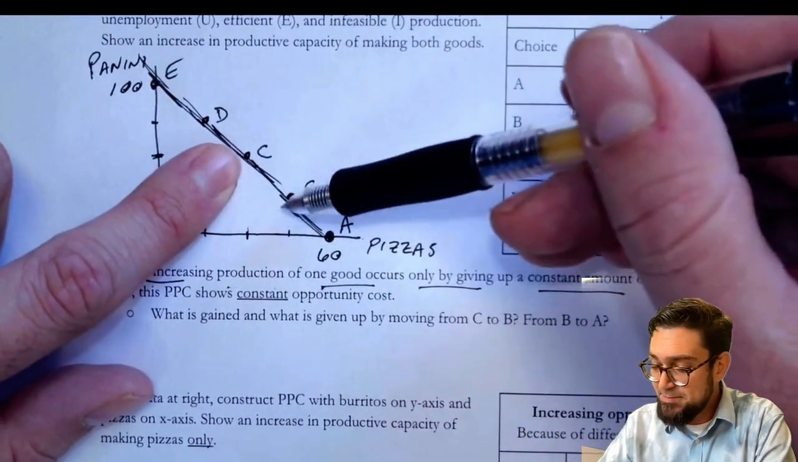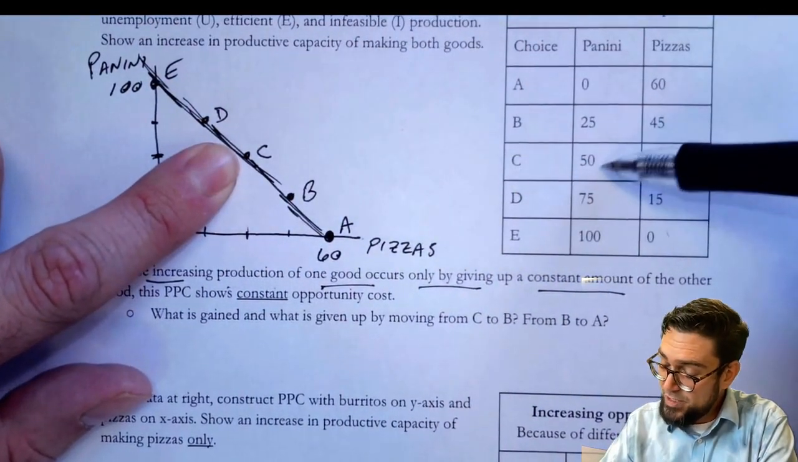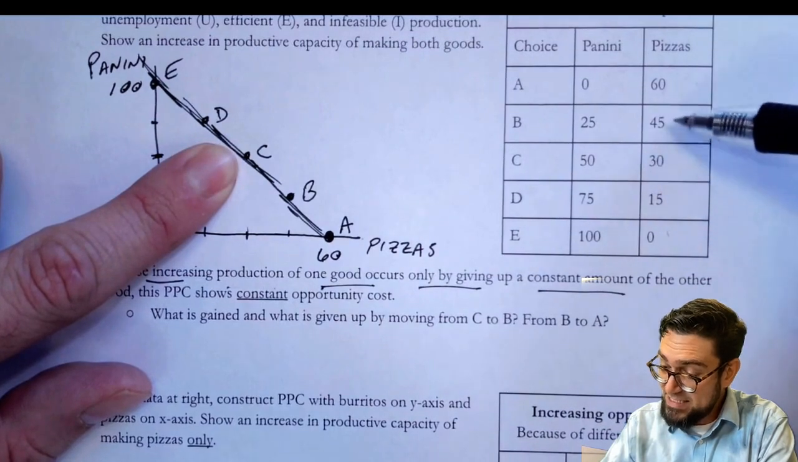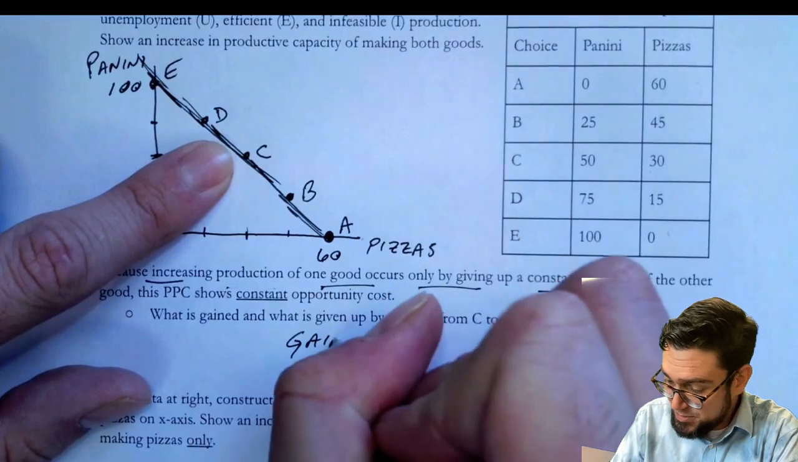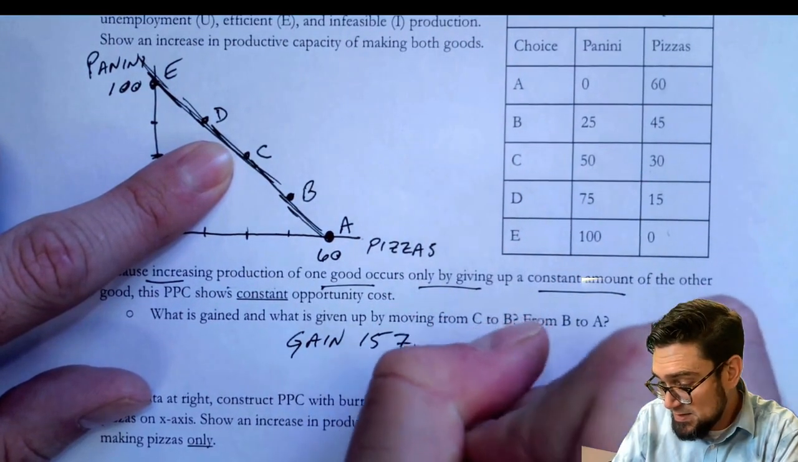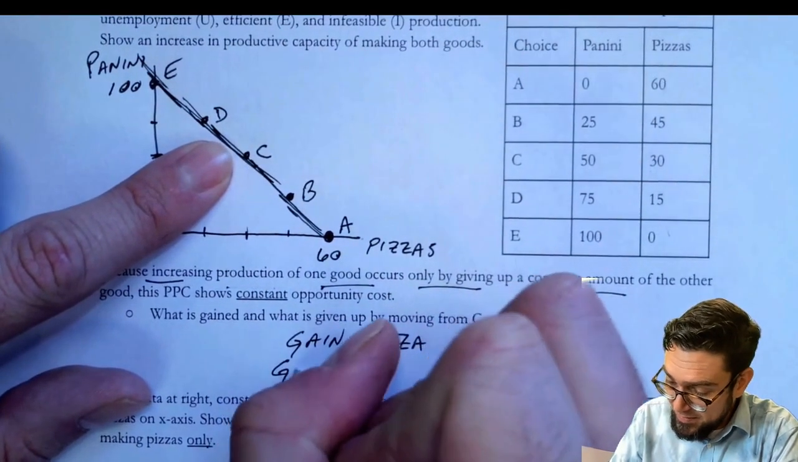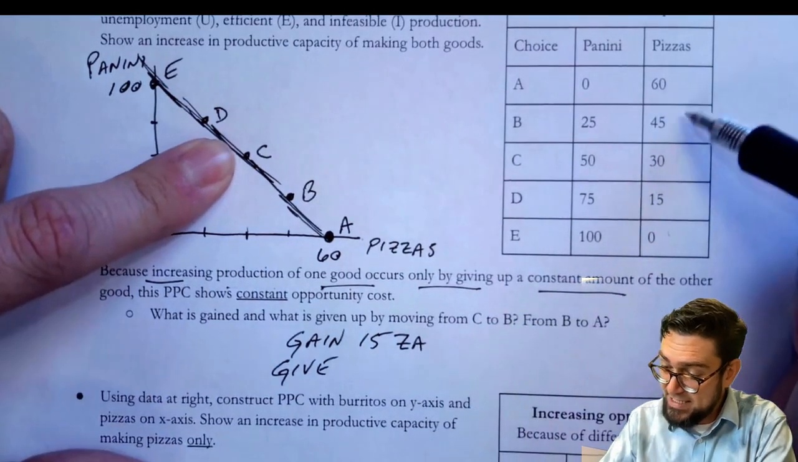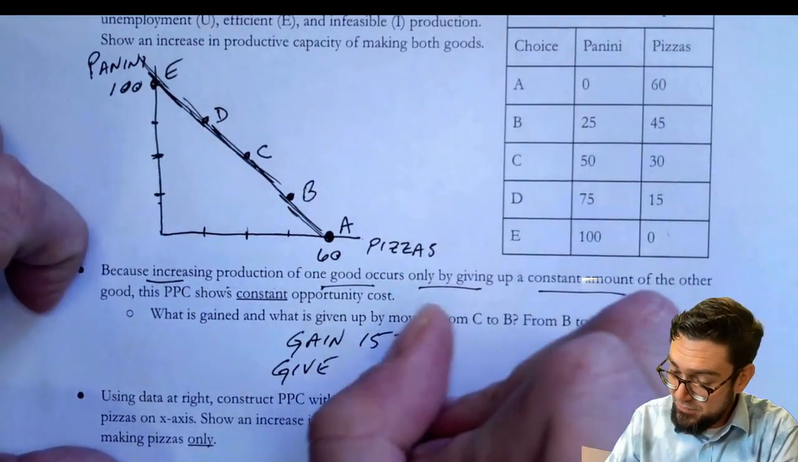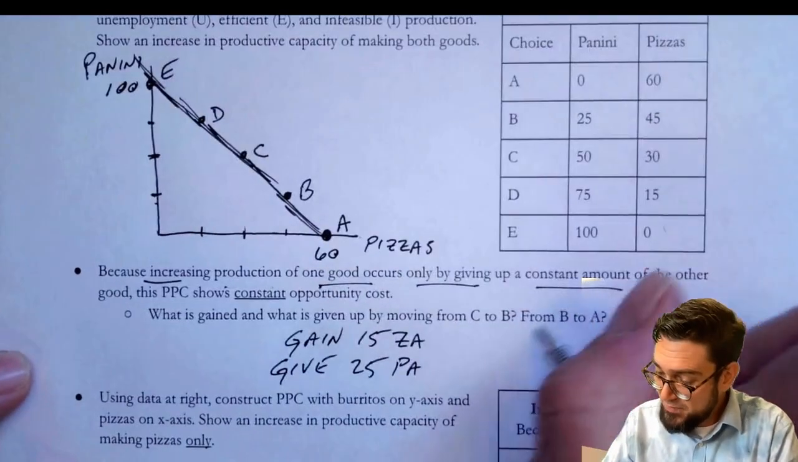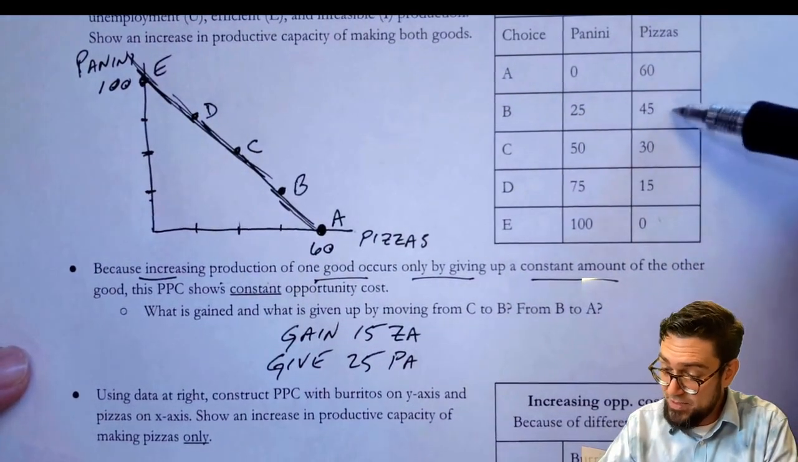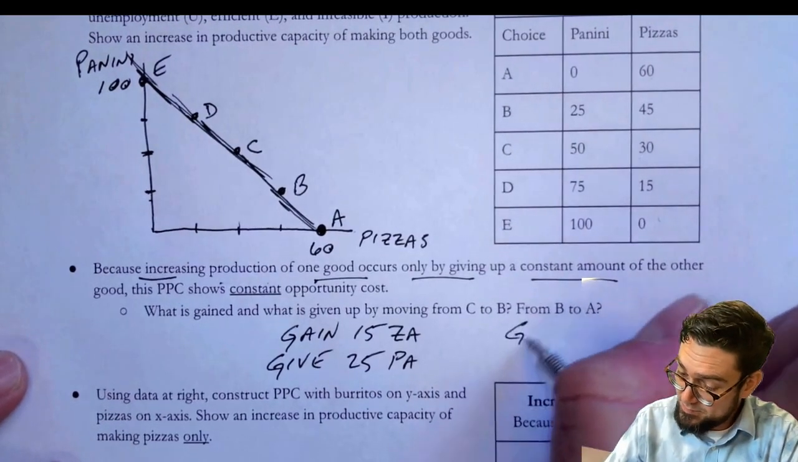When we go from C to B, we are gaining 15 pizzas. I'm just going to write 15 za. And what do we give back to get that? When we go from C to B, we give up 25 panini. Now, from B to A, what do we gain?